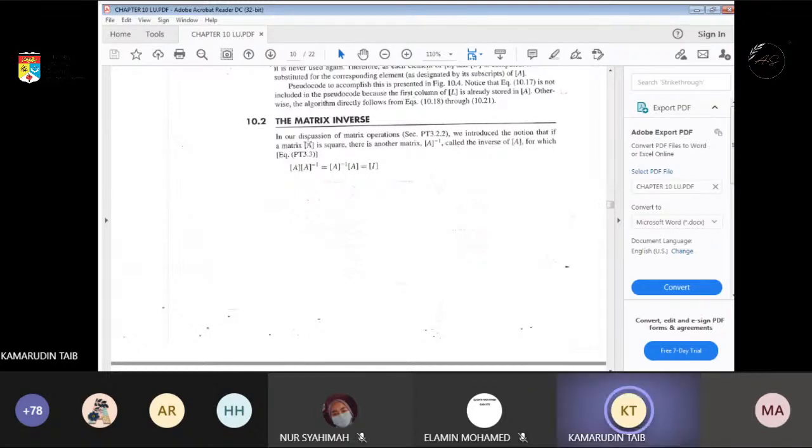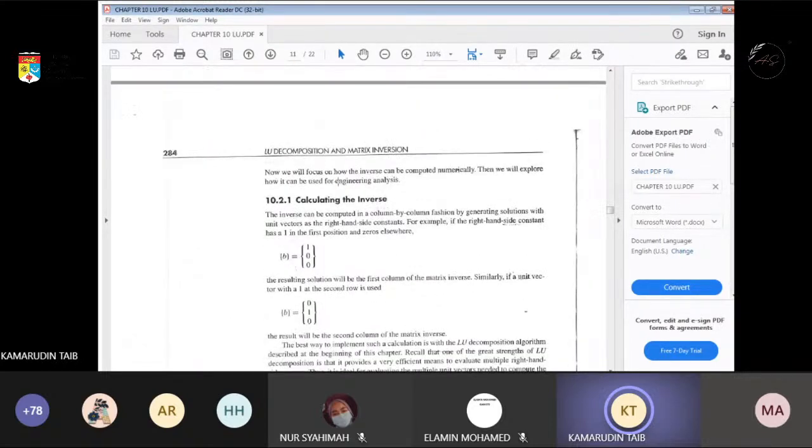So in order for a matrix to be inverted, it must be a square matrix. That means the inverse is labeled as A to the power of subscript -1. So A multiplied by the inverse equals the identity matrix. The inverse multiplied by A also gives the identity matrix.